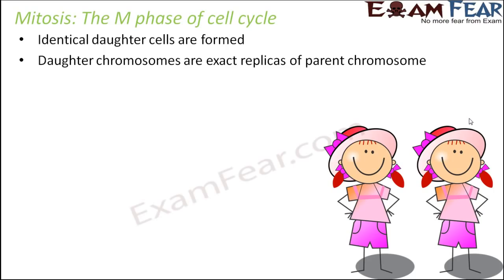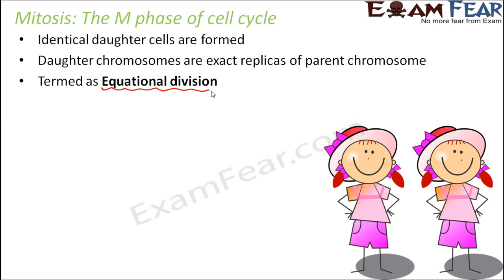Now, daughter chromosomes produced are exact replicas of parent chromosomes. So, if these are the daughter chromosomes, they both look alike as well as they look exactly similar to their parent. It is also known as equational division. So, another important point to note here. Why is mitosis called equational division? Equational is derived from the term equal, because the daughter cells which are produced are equal. That means they are exactly the same. That is why it is known as equational division.